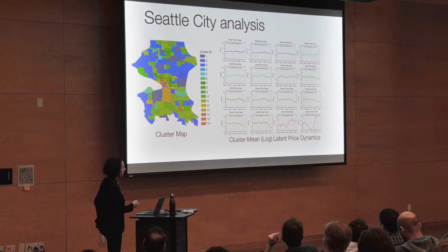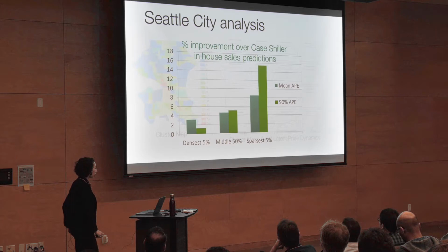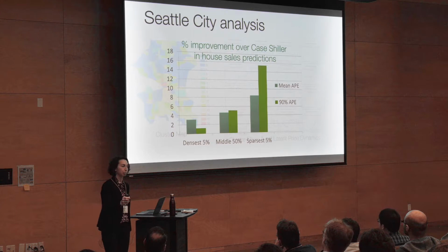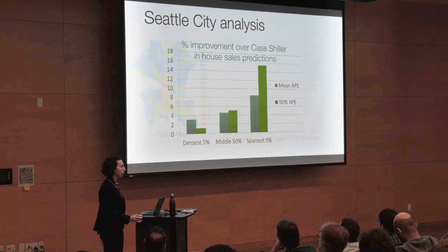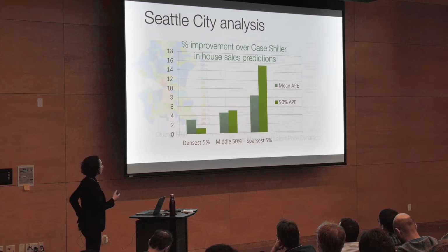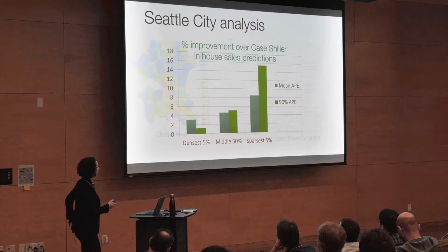But you can also analyze things more quantitatively. And what we do here is try to form held out house predictions, so predict the price of held out houses. Again, that's not our goal, but we're going to use that as a proxy for assessing the quality of our housing index. And we're going to compare our performance to that of the industry standard Case-Shiller index. And what we're showing in this plot is the percent improvement of our predictions over Case-Shiller.